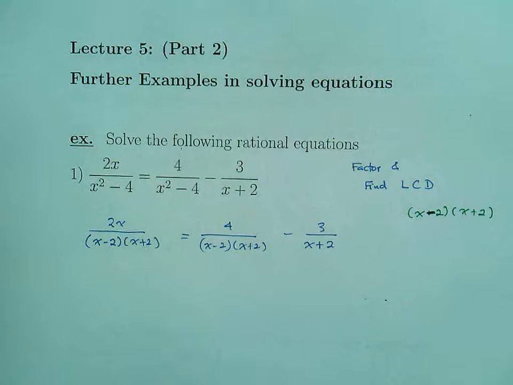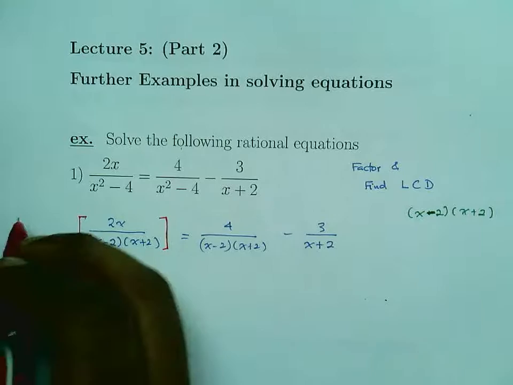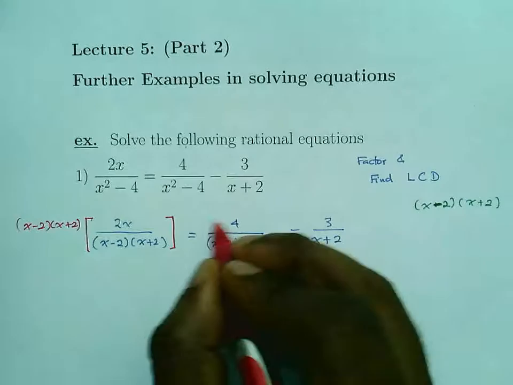So you would multiply both sides of the equation by x minus 2, x plus 2. You can do it two ways. Either you just multiply the whole side of the equation, or you can multiply each term. Now I'm going to write it down in the correct order. I'm going to multiply each side. So x minus 2, x plus 2, and here again, x minus 2, x plus 2.